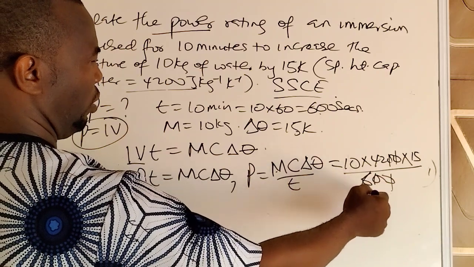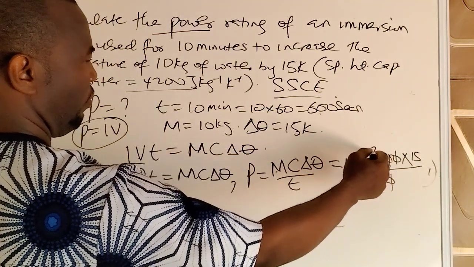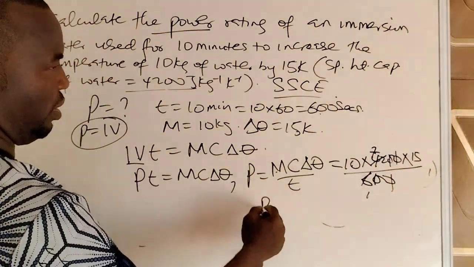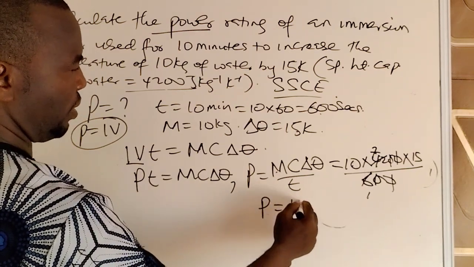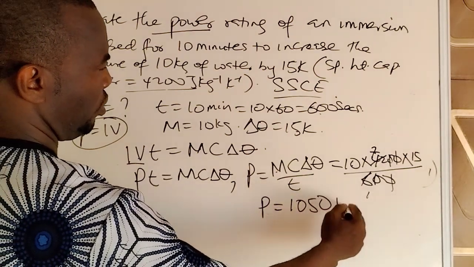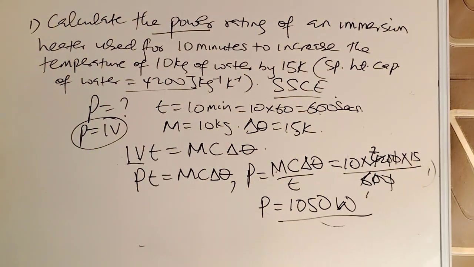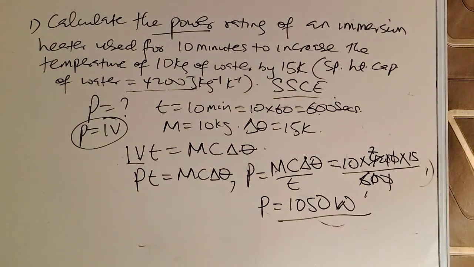6 times 7 is 42, so 7 times 10 is 70. 70 times 15 will give us 1050 watts. So that's the power rating of the immersion heater. So you can see the solution. Go to question number 2.